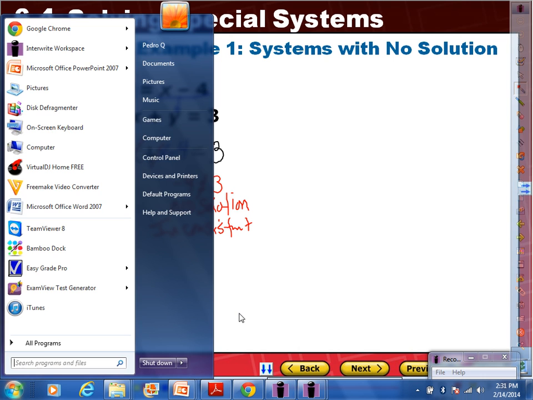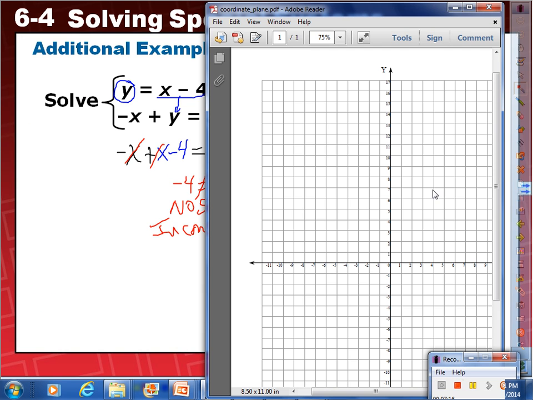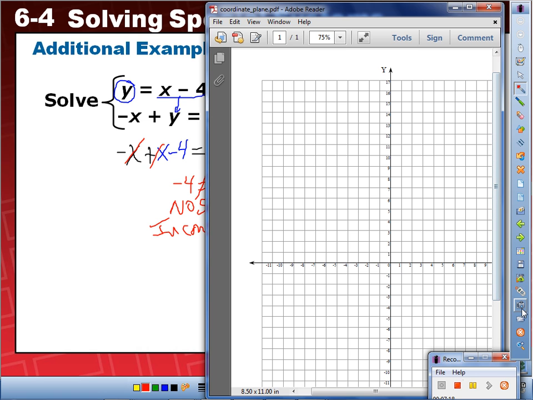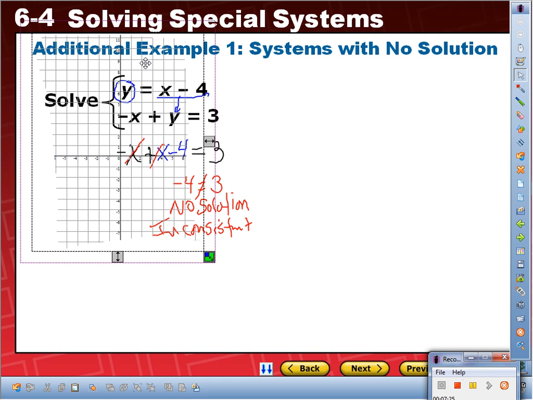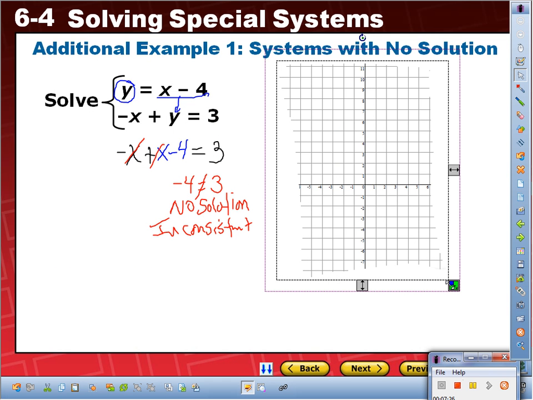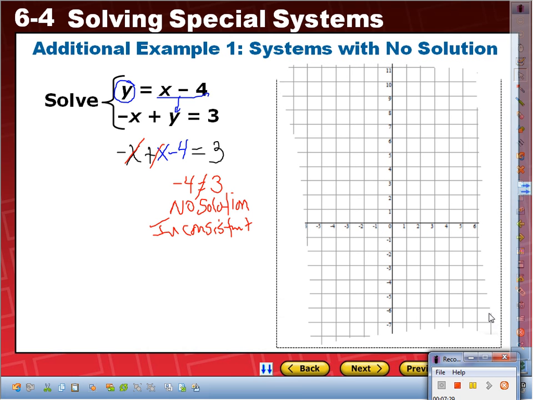Let me get my graph paper in front of me. Yeah, any graph. It's up to you. Let me get my graph. There it is. I know, technology, right? Bam. All right, here we go.